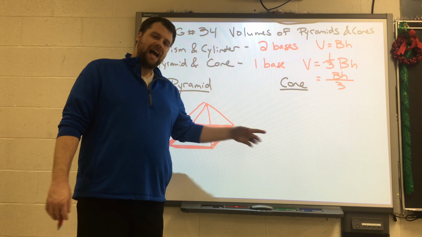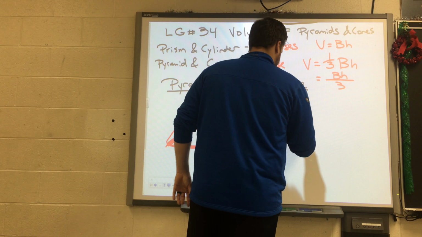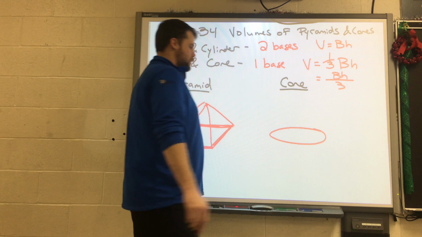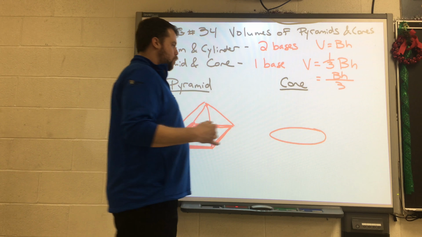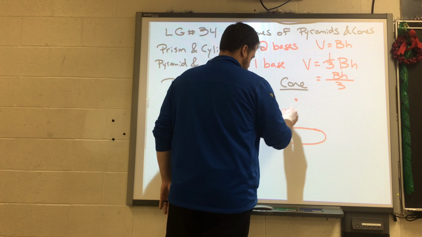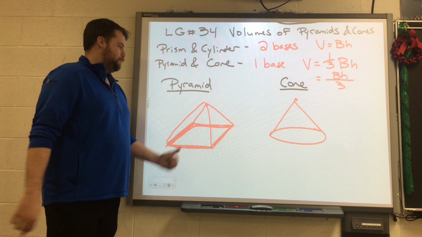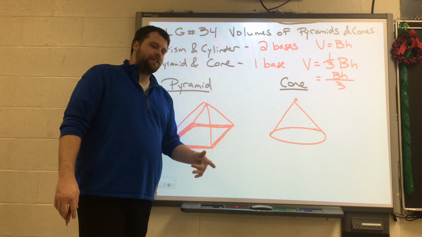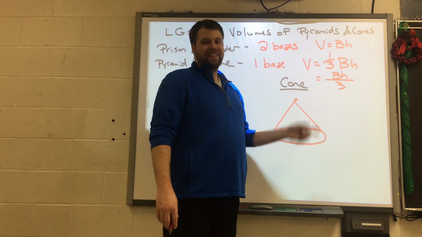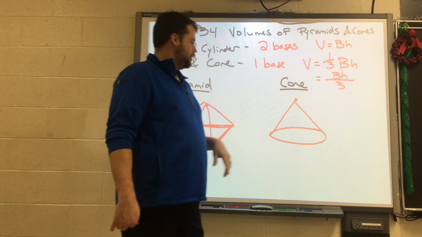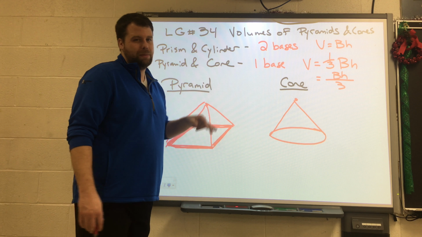A cone has a circle for a base, and then it funnels up to one point up top, like that. Pyramid, cone. To find their volume, take 1/3, the area of their base, times their height. So you got to know how to find the area of the bases.